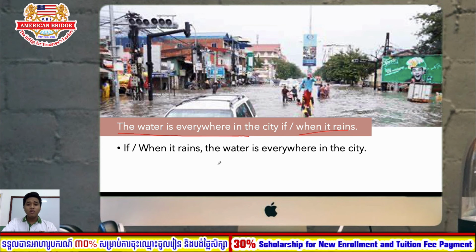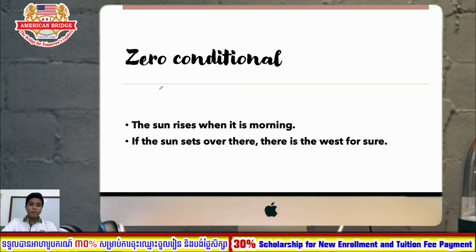So here you can also relocate the if clause and the main clause. You can put the if clause in front of the sentence, and you can also put the if clause at the end of the sentence, but be careful with the use of the comma. Another fact that we can use zero conditionals to talk about is the sunrise when it is morning. Again, we can use when instead of if in this type of sentence. So if the sun sets over there, that is the west for sure. The sun always sets in the west. So this is a fact, and it is always true. That's why we use zero conditionals.